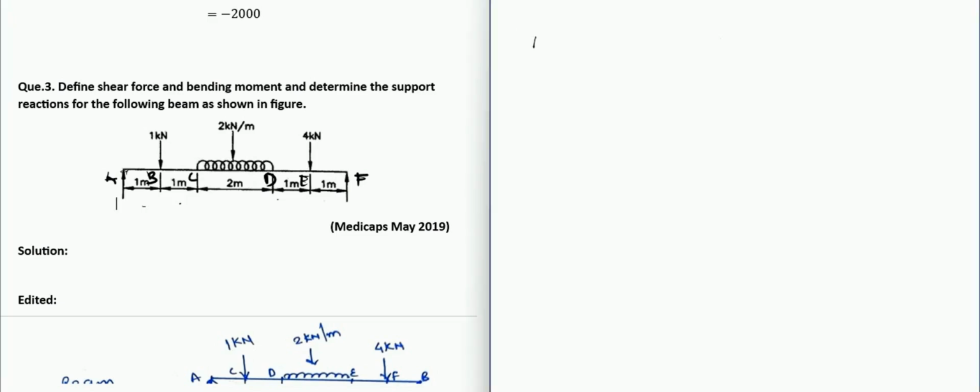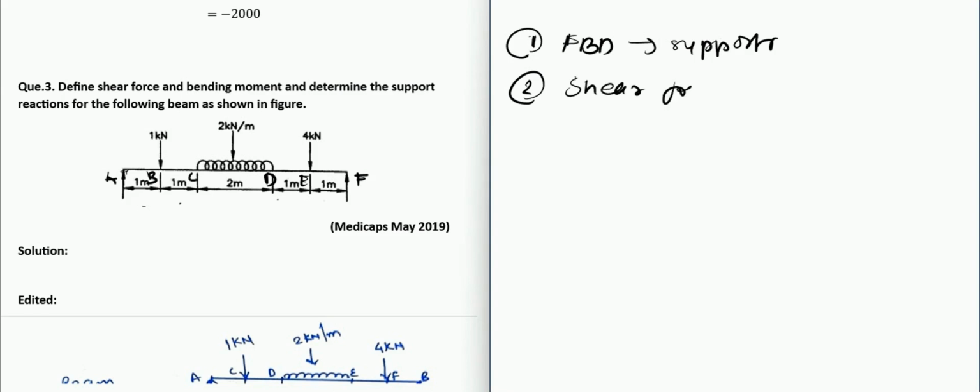As you know, there are 3 steps involved whenever we try to solve a shear force and bending moment diagram problem. First will be to draw the FBD of the beam to get the support reactions. By applying the equilibrium condition, we will get the support reactions. The second step will be to find the shear forces at every point. And the third will be to find the bending moments at every point.